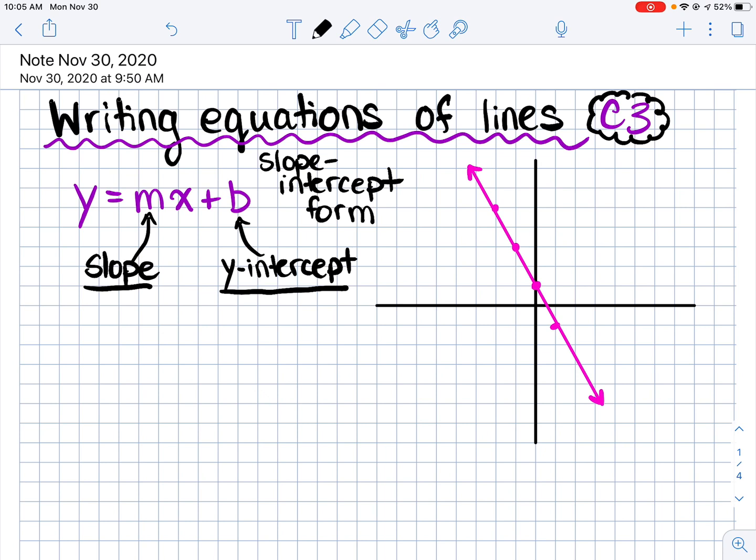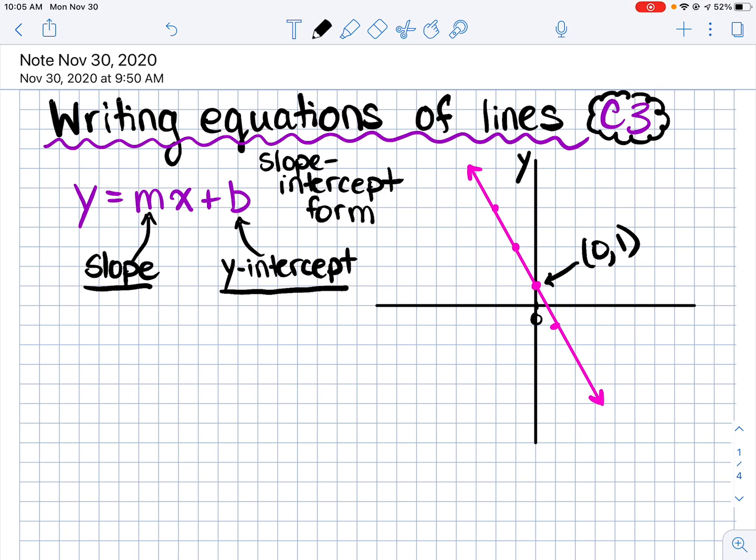Let's take this pink line, for example. It's easy to identify the y-intercept because it is on the y-axis, and that is the only point on the y-axis, and it's at 1. So we know that b is equal to 1. That's our y-intercept. Another way to write the y-intercept would be to write it as (0, 1), because x is 0 there and y is 1.